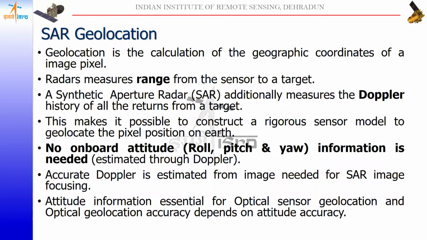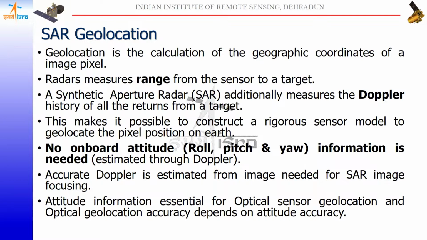So in case of SAR, if other issues are not there, if the state vector and other things are very accurate, then SAR provides a very precise geolocation. First, SAR measures the range, and second, it also measures the Doppler. As I told you, SAR uses the synthetic aperture concept, so there is a Doppler in the azimuth direction, and it also measures the Doppler. Now using this range and Doppler information, we can get a very precise geolocation in case of SAR.